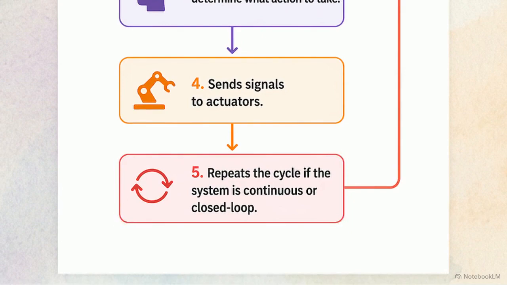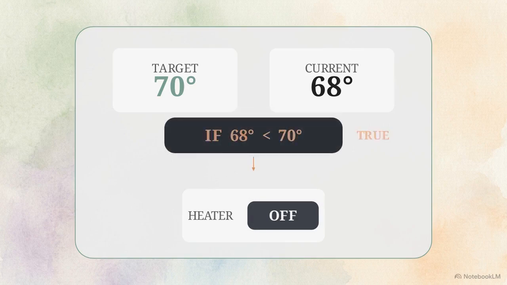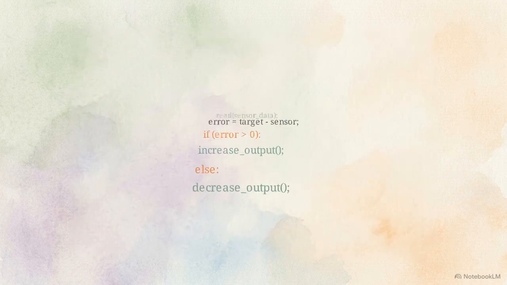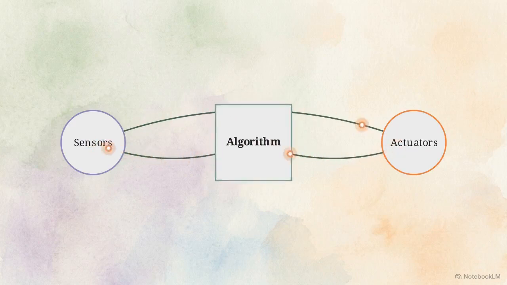For a thermostat, the rule is simple. If the measured temperature is below the target, switch the heater on. Otherwise, switch it off. The control algorithm serves as the deterministic heartbeat, driving the autonomous physical corrections.